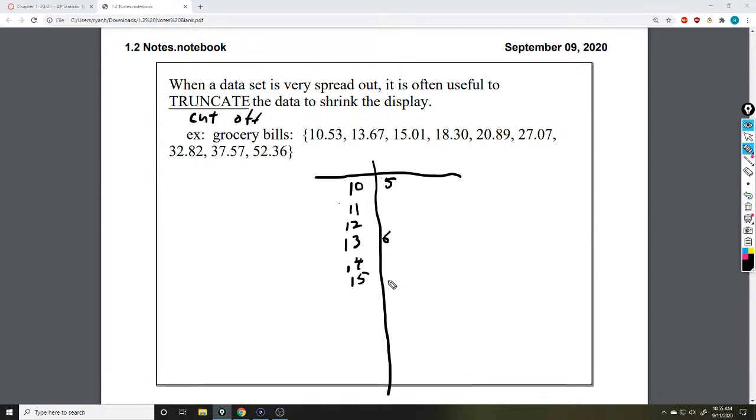Then we have 1501, so 15 and 0 is our digit. So it looks good so far. Here's the problem. We got to go all the way to 52. This is still not going to work. Let's start over.